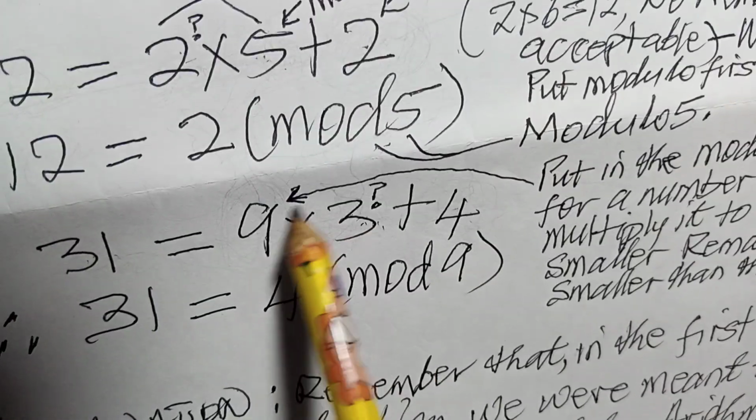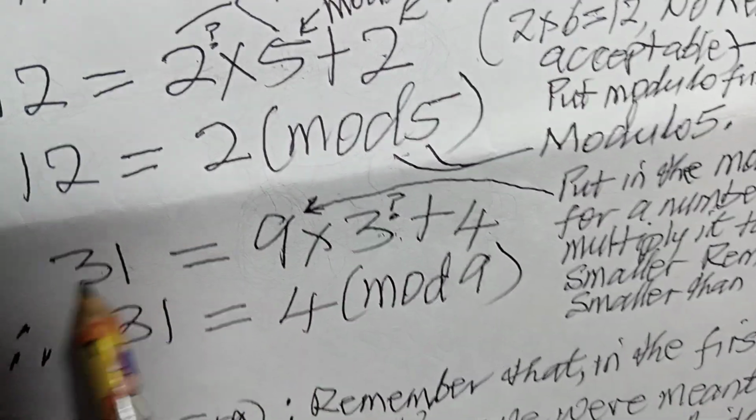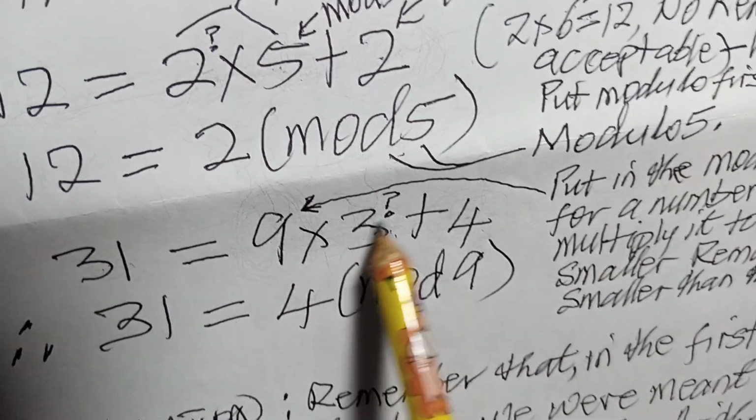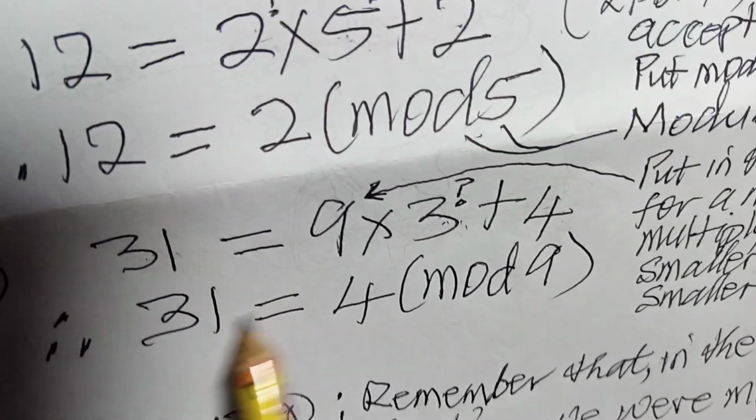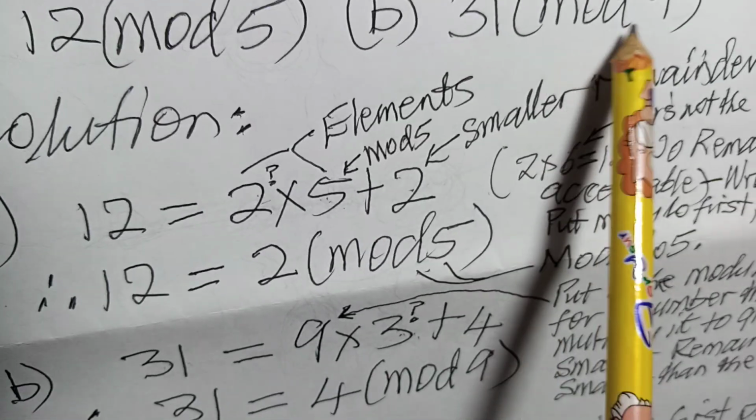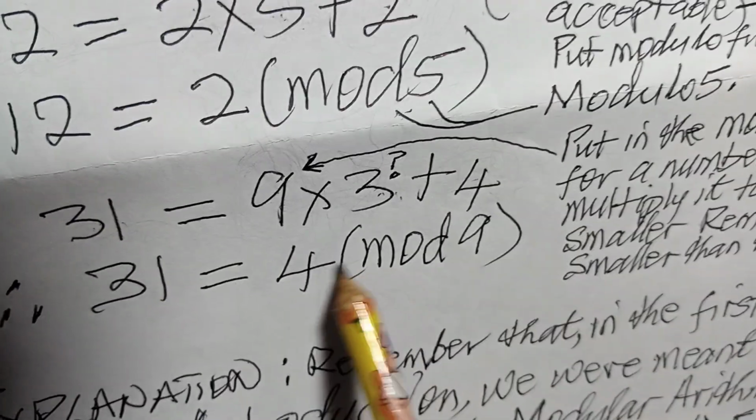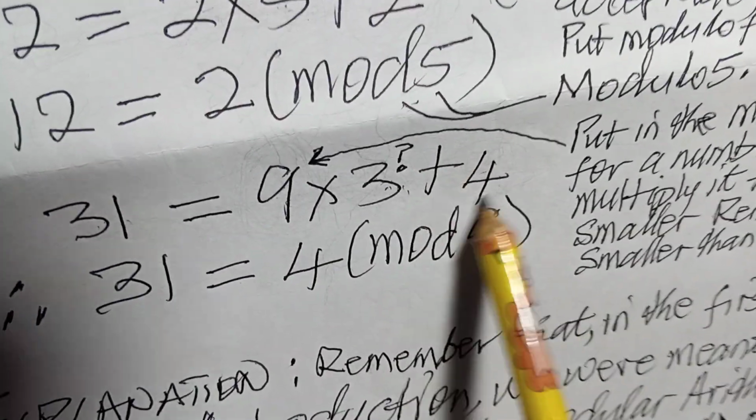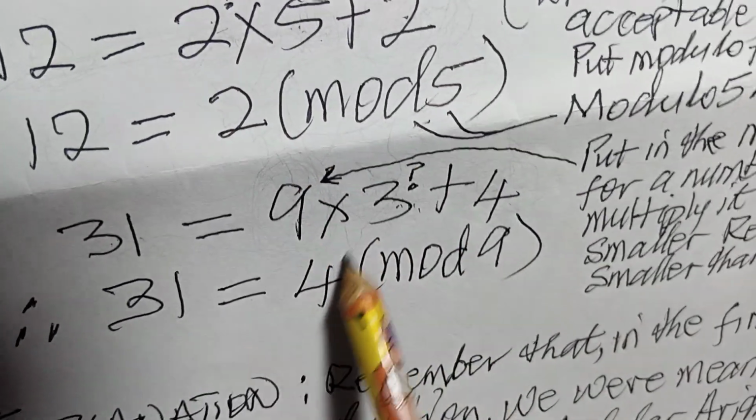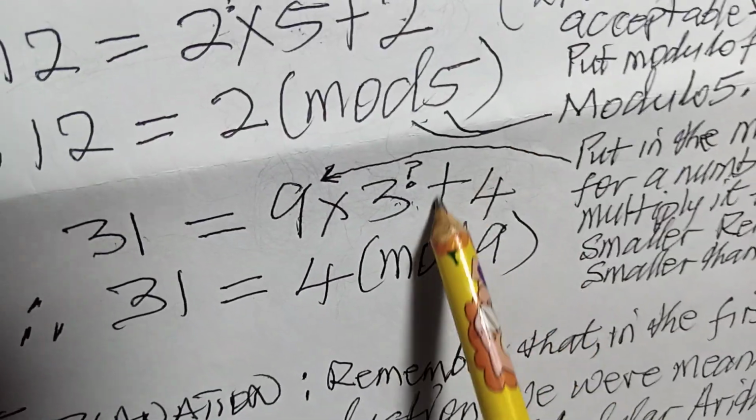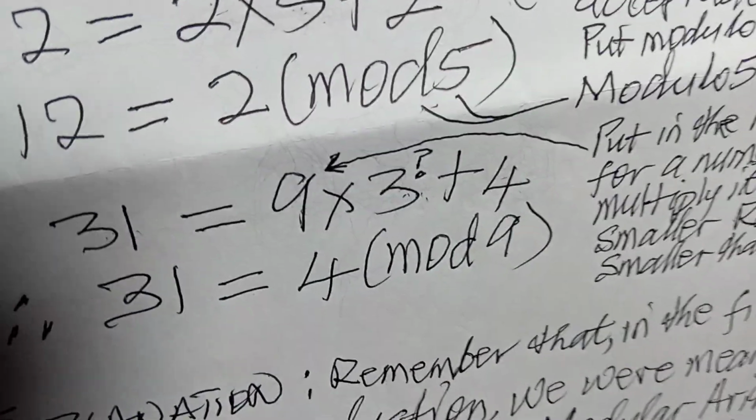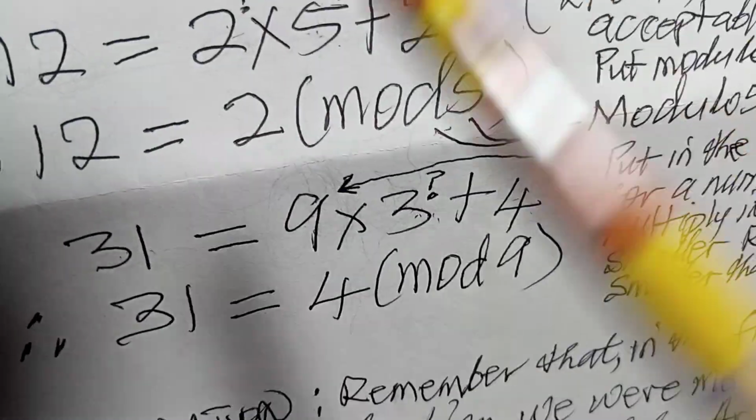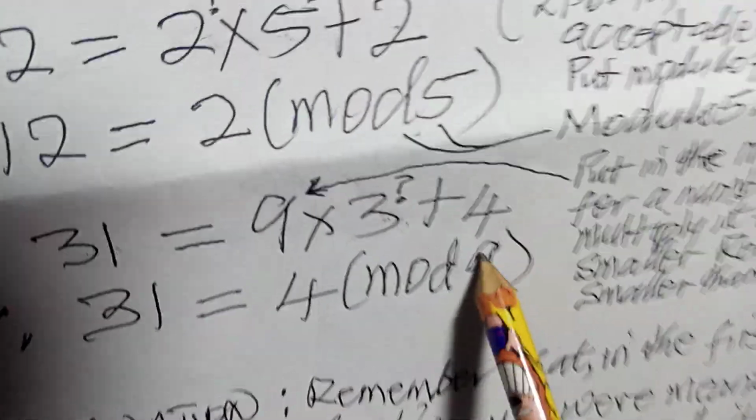When you multiply this by 3, 27, and 31 minus 27 will be 4. You just say plus 4. You have gotten your answer very easily. So 31 mod 9 equals 4. The remainder. It's not these big figures here, the multiplying figures. This remainder, this small number, then mode 9.